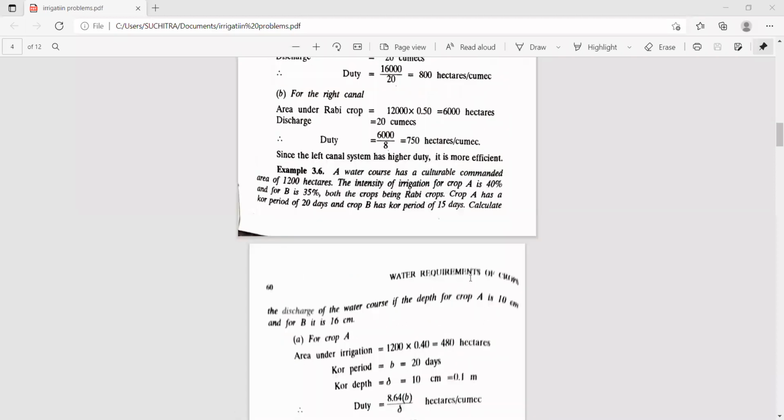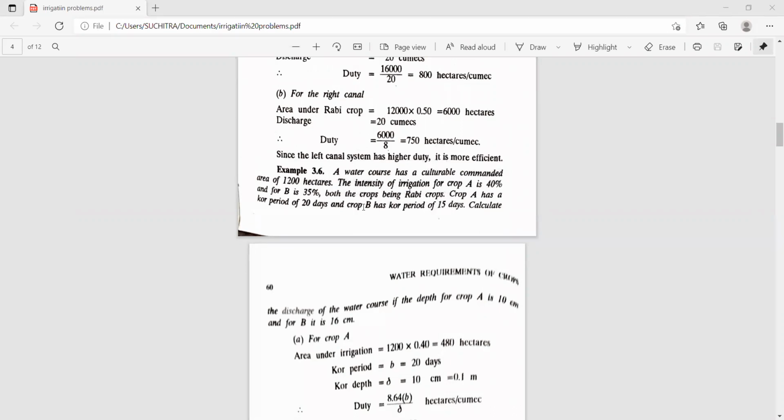So next problem. A watercourse has a culturable commanded area of 1,200 hectares, and the intensity of irrigation for crop A is 40% and for B it is 35%. Both crops are Rabi crops. Crop A has a core period of 20 days and crop B has a core period of 15 days. This core period is nothing but the base period.